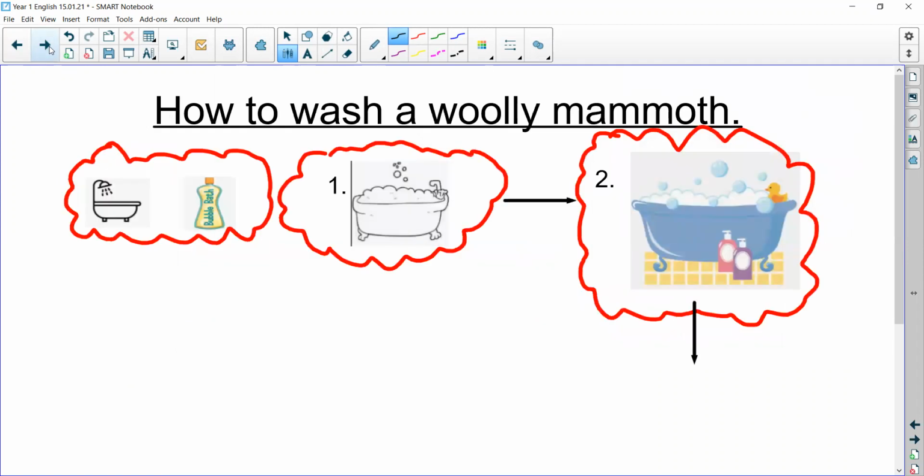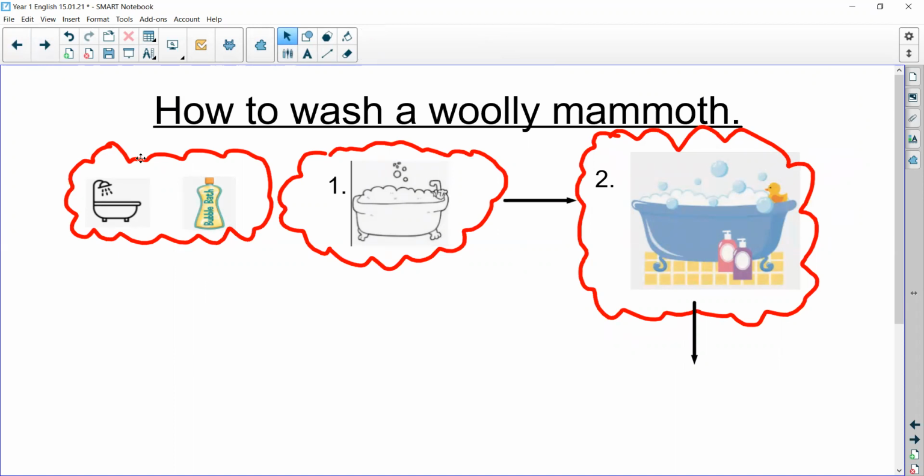So, if you remember this week, we started by looking at how we can map our instructions. So we drew our instructions, and first we've got a title. So we had to let our friends know what they were going to be doing. And the instructions were how to wash a woolly mammoth. Then we had to think about, well, what will you need? What equipment will you need in order to do this?